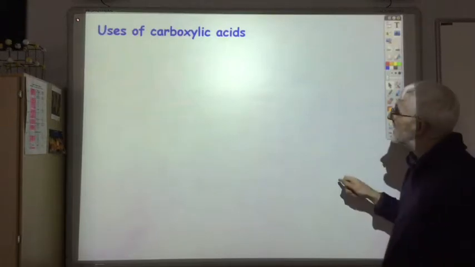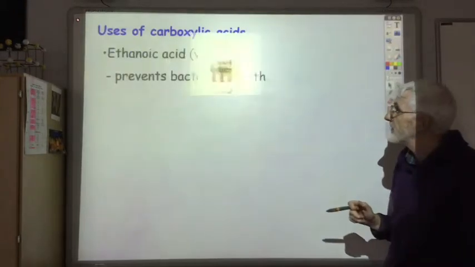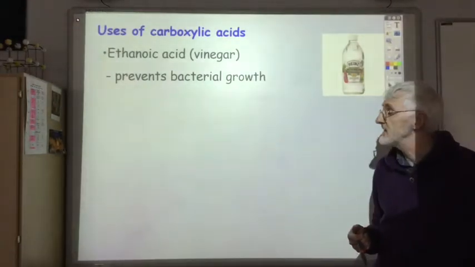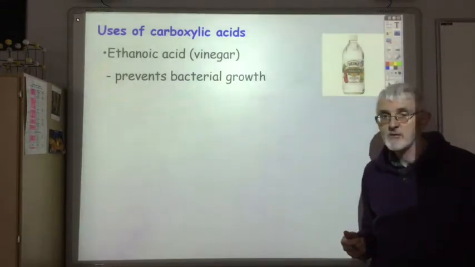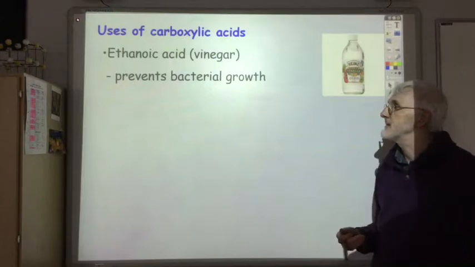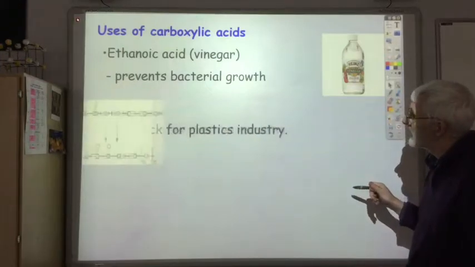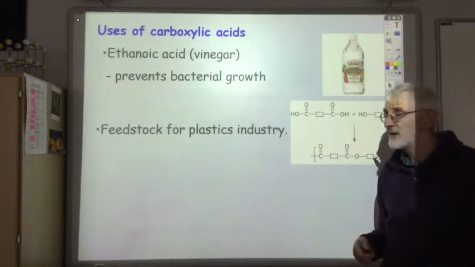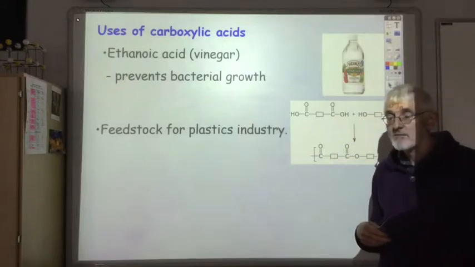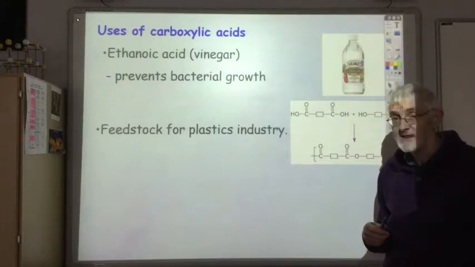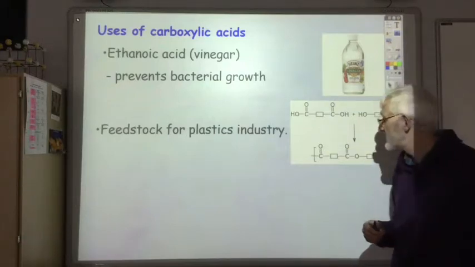Right, uses of carboxylic acids include ethanoic acid. Dilute concentrations of ethanoic acid are used as vinegar, which prevents bacterial growth. So it's used in the food industry to preserve foods, you know, things like pickles and chutneys. It's used as a feedstock for the plastic industry. That means it's a reactant to make plastics. And if you've done Unit 3, you'll remember that you use carboxylic acids to make condensation polymers.